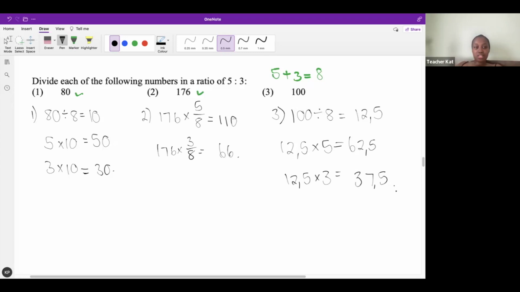Can we leave these as decimals? Think carefully before you answer. Yes, we can. Thank you, Deboho. Only the ratio can't be decimals, but we can leave these as decimals. And do they add up to 100? Let's see, 62,5 plus 37,5. Yes, they do. All right, thumbs up, thumbs down so far before we go into a little bit more challenging. Nice, thank you, guys.